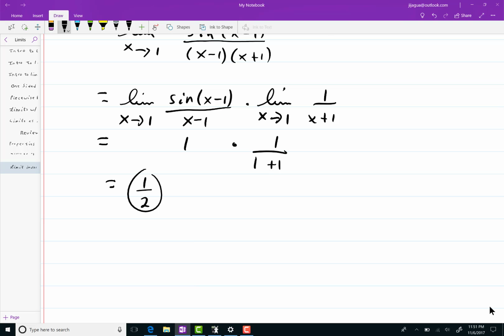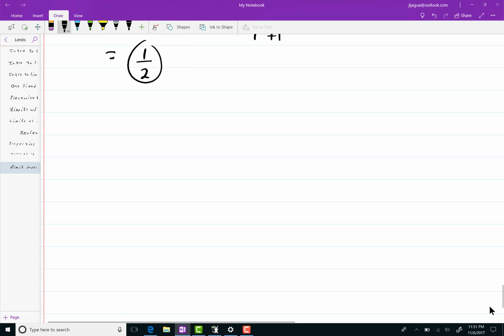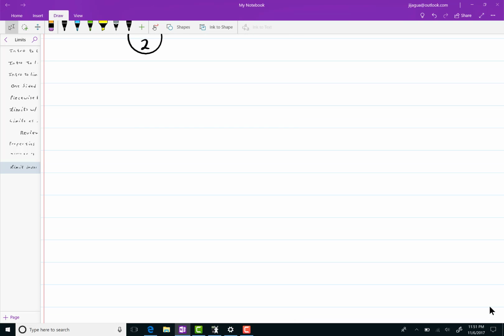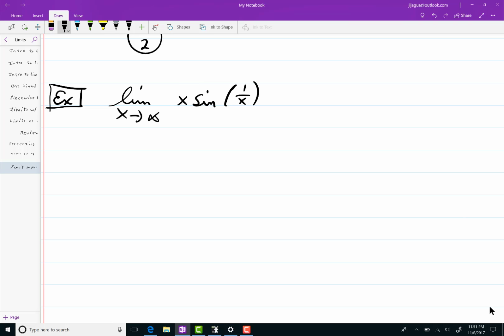Moving on, another one that doesn't really look like it fits the pattern, but it really does. It's the limit as x goes to infinity of x times sine of 1 over x. Now notice 1 over x is going to go to 0 as x goes to infinity. So I'm going to rewrite this fraction.